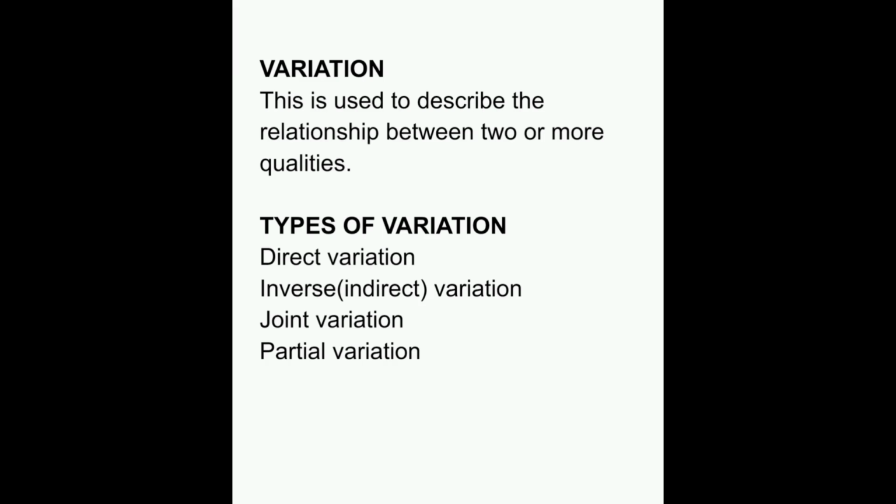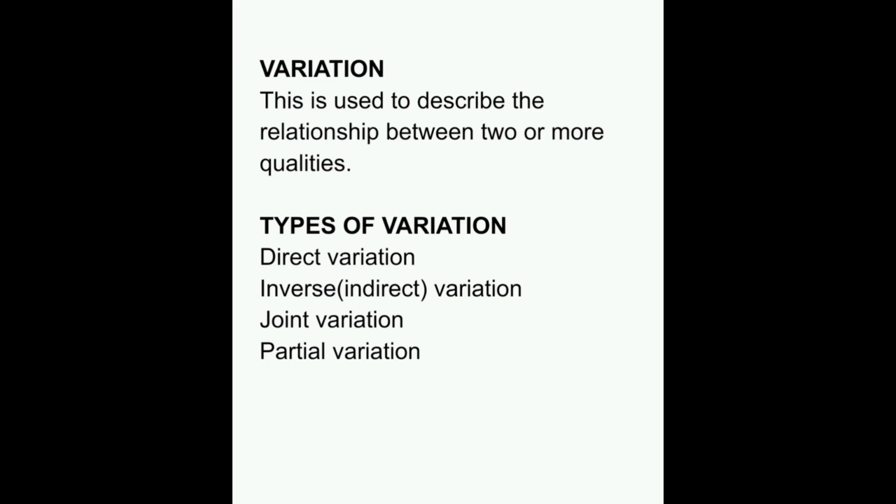Now, in solving variation, there are different types of variation. The first one is the direct variation, the next is inverse or indirect variation, and the third is joint variation, while the last one is the partial variation.